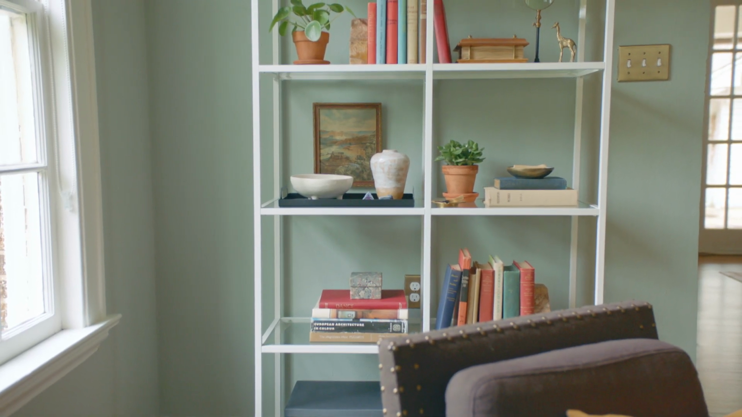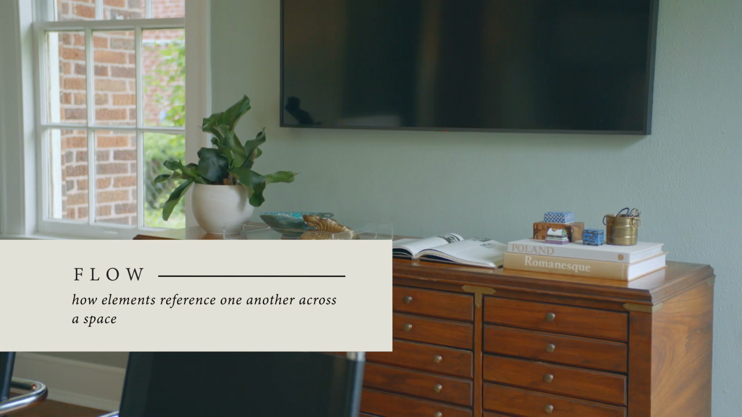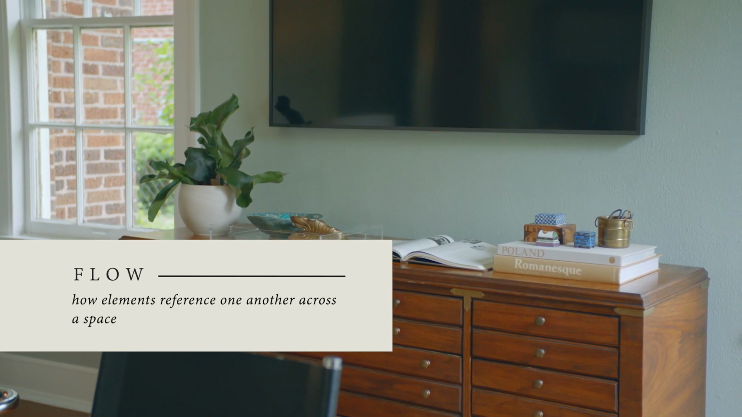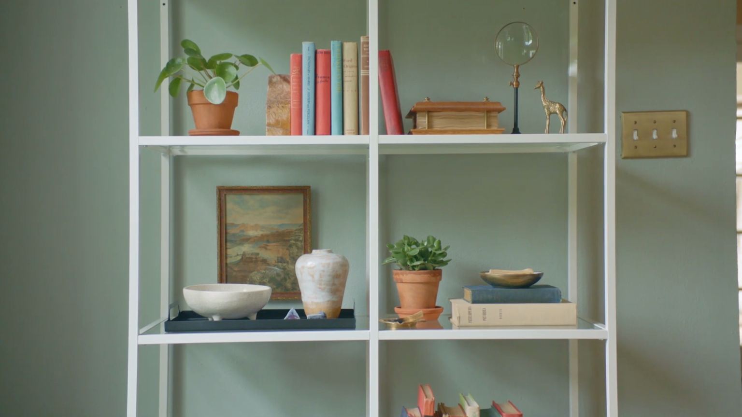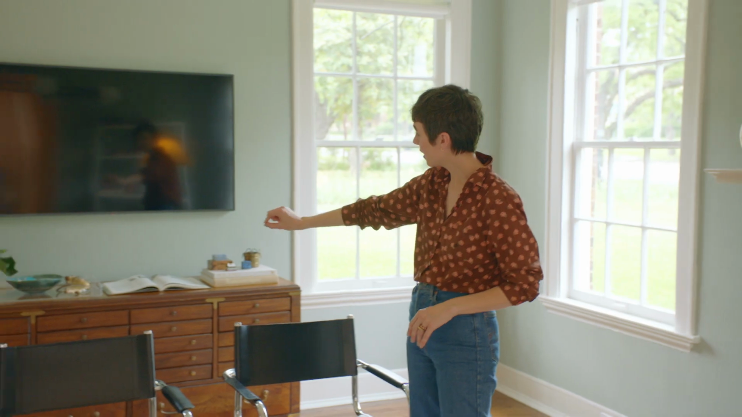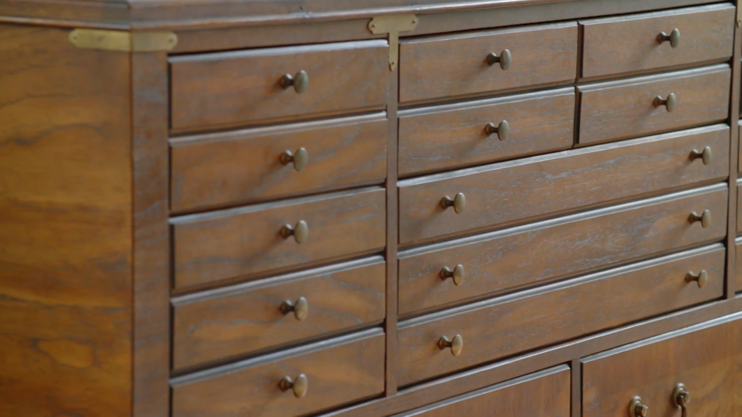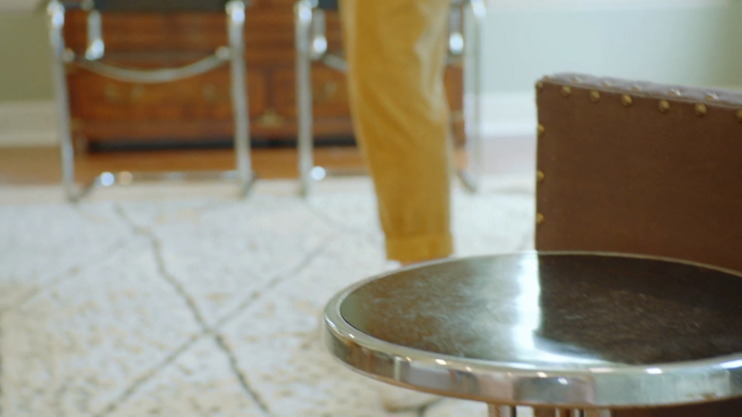And now the 5th principle of design, which is flow. And that simply refers to how elements connect and reference one another across a space. So in this room, that looks like our brass aged metals that show up here on the shelf. They also show up across the room here with the pulls and hardware on the credenza. I also referenced this chrome metal frame by bringing it here to this side table. Color is a great place to create flow in a room.